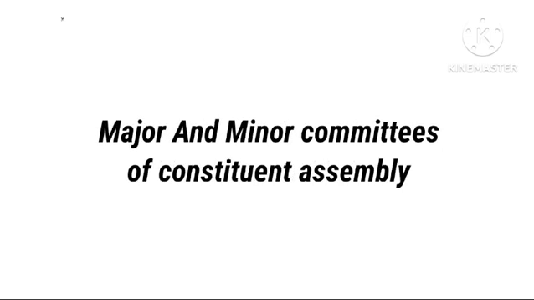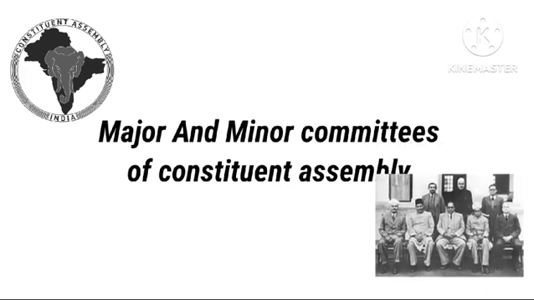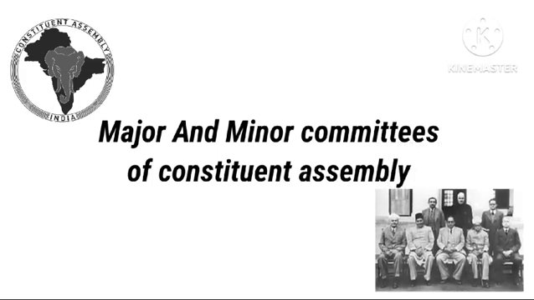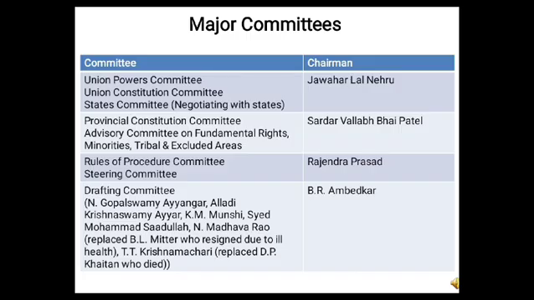Indian Constitution is the result of efforts of a large manpower. The Constituent Assembly had different functions to be performed, for which various committees were formed. These were mainly bifurcated in major and minor committees. Now let's discuss the various committees along with the name of chairman. So now let's start with major committees.